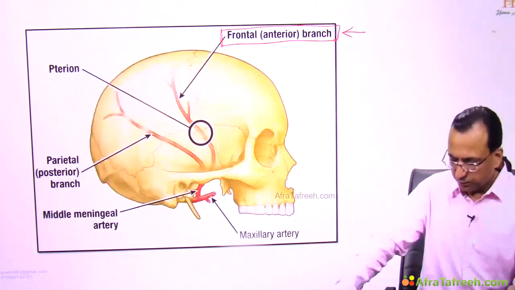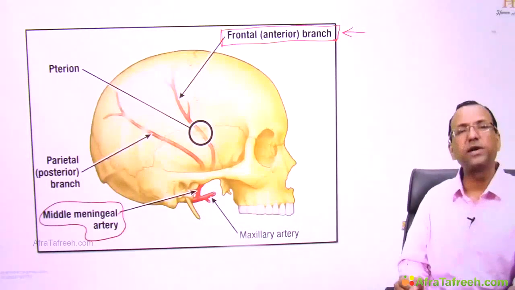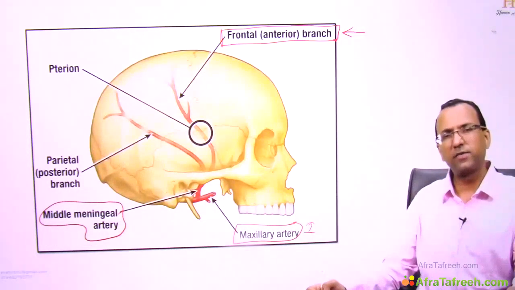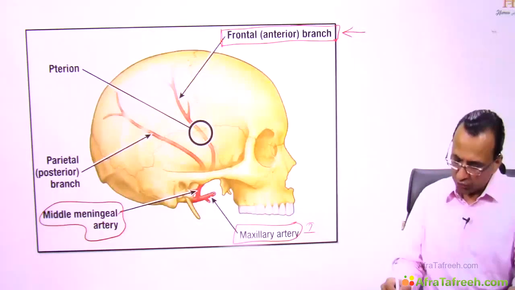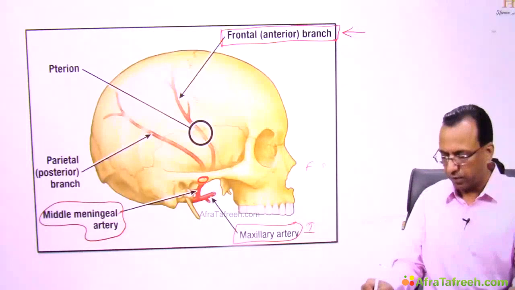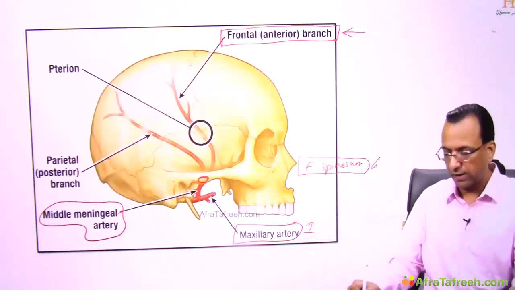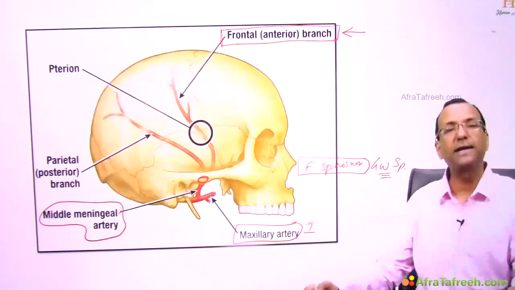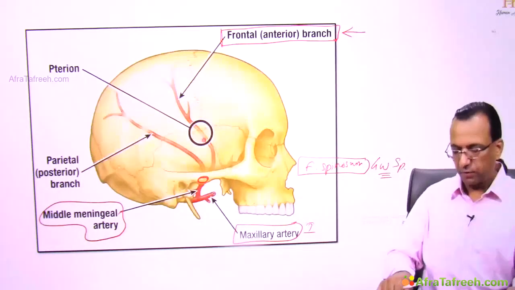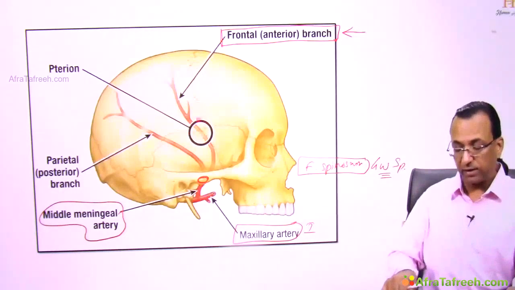Anyway, where is the middle meningeal artery coming from? It comes from the first part of the maxillary artery. Where does it pass through? Through the foramen spinosum. After passing the foramen spinosum at the floor of the middle cranial fossa, through the greater wing of the sphenoid, it enters the cranial cavity, and there it can bleed. Deep to the pterion, which division, anterior or posterior? It is the anterior division. Remember, that is a question.